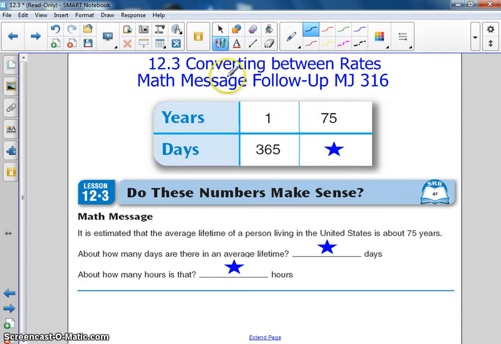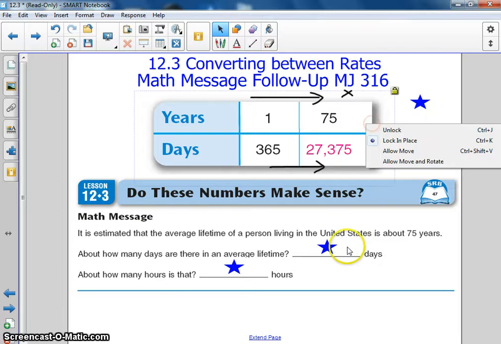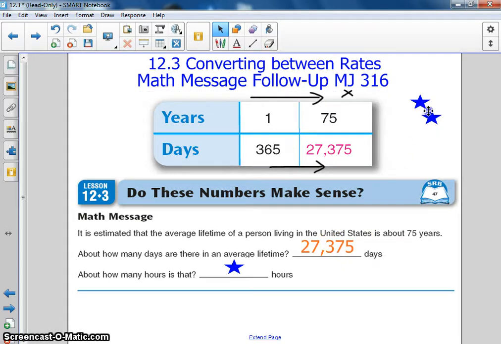We're going forward on our rate table, and if we go forward, do we multiply or divide? We multiply. So 1 times 75 gives us 75. So 365 times 75 would give us 27,375. Check the math, see if it's right. Okay, so how many days does a person usually live? Well, they live 27,375 days. You better take advantage of today. You only have so many.